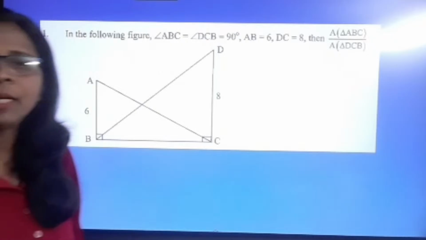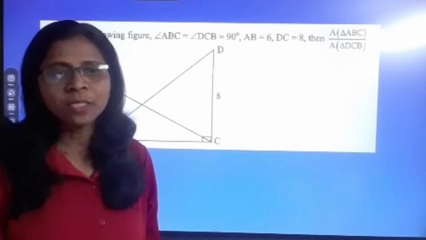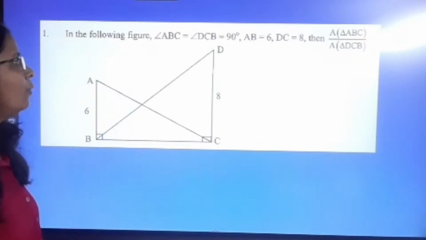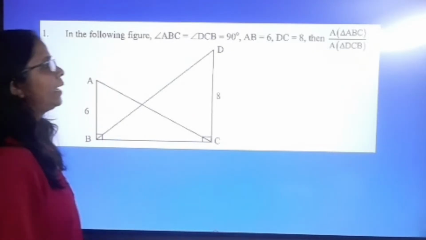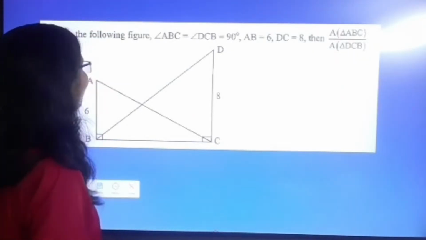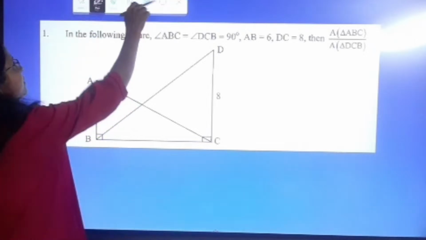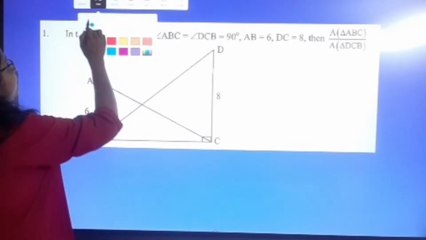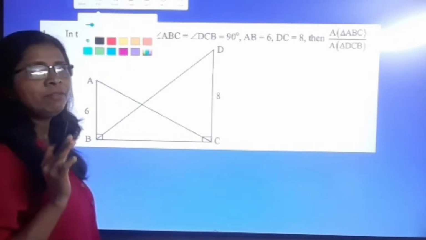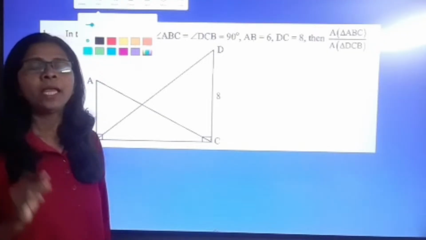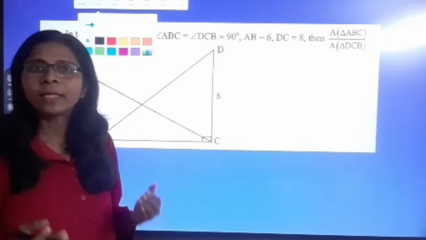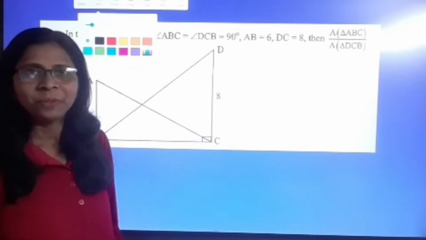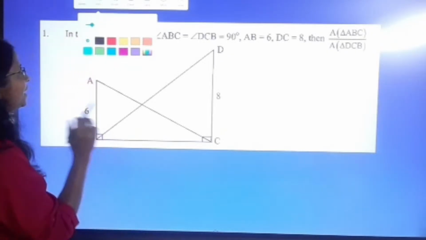Okay students, now we have to find the area of triangle ABC upon the area of triangle DCB. First I write down the given, because the given is necessary. If you write the given, then you get the idea of how to solve the question, and you get the answer easily.